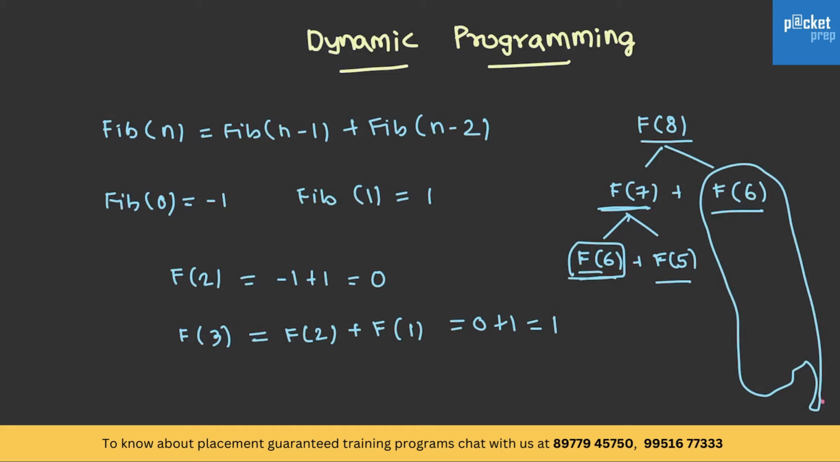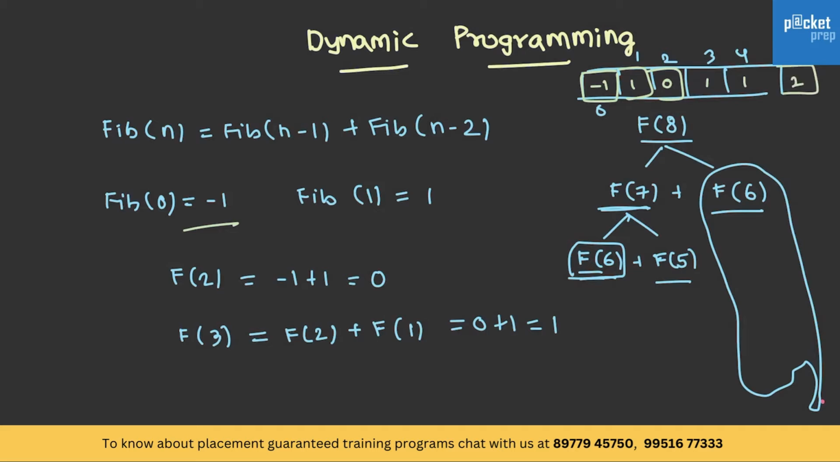That means, whenever I compute the value of Fibonacci of 6, I'll store it inside a table or an array. Fibonacci of 0, 1, 2, 3, 4 and so on. Whenever I calculate the value of Fibonacci of 0, which is minus 1, I'll put minus 1 here, then 1, then Fibonacci of 2, 0, 1, 1, 2 and so on. By keeping track of all these numbers inside an array, if I want the value of Fibonacci of 5, I will just refer to this table. Its value is 2. So, 2 will be placed in this position and I will not perform further operations.